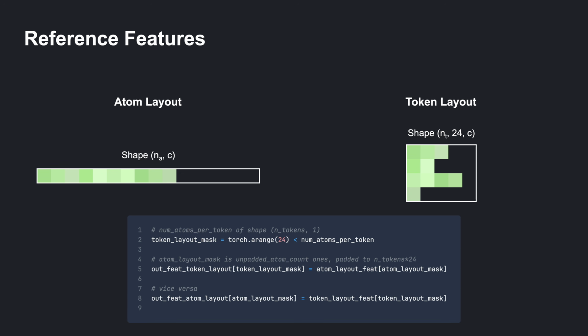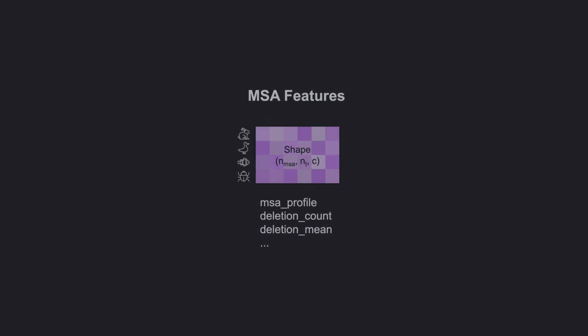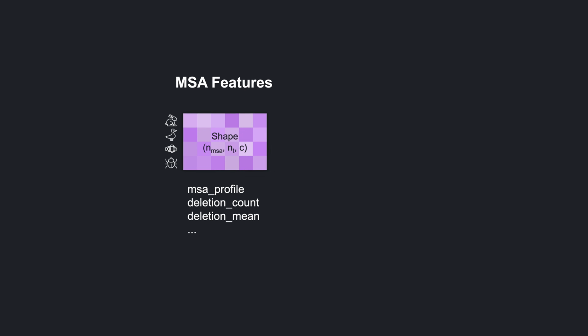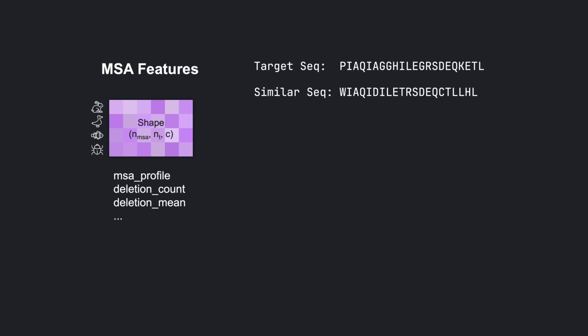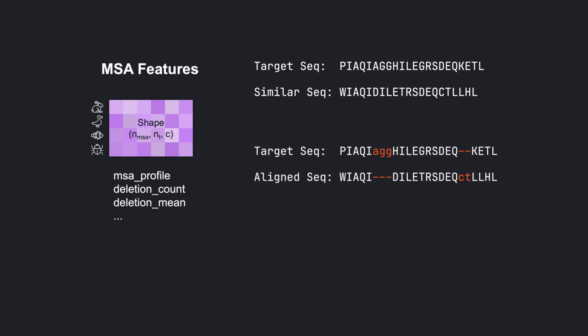The last group of features are the MSA features. As you might recall, an MSA is an alignment of many sequences that are similar to the target sequence. I've only shown one sequence here for simplicity. The alignment process can introduce gaps in both the target and the align sequence. Gaps in the align sequence are marked by a gap token, which I represented by a dash here, and gaps in the target sequence are stored through a deletion count array.